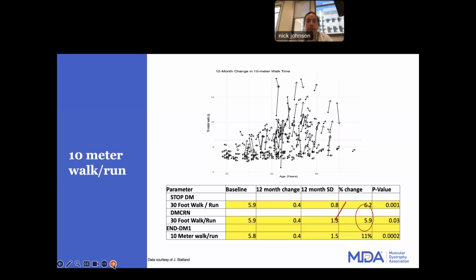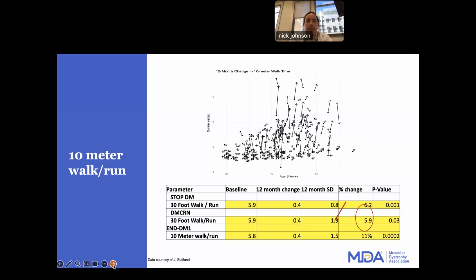But if you start to look at those individuals above 5 seconds, you can actually see that they certainly develop at a more rapid pace. And that's a suggestion that potentially we could use something like the 10-meter walk run to guide us in terms of which patients are best suited for clinical trials. Obviously, if somebody's running at 4 seconds, it's hard to do much better over that time period. And so you're looking for patients who have room to improve.